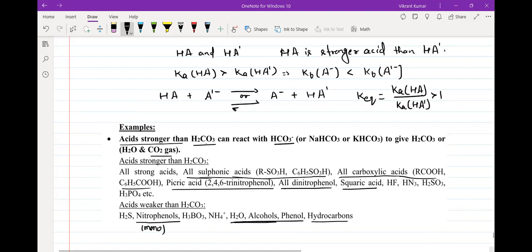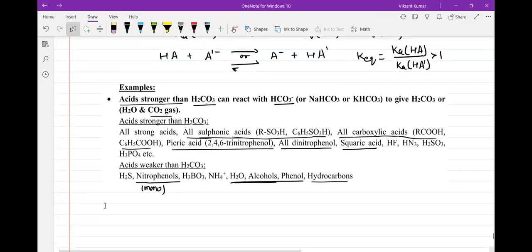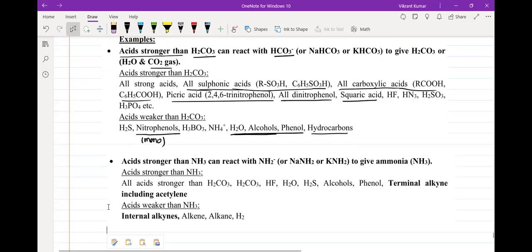Similarly, if I want NH3, NH2 minus के साथ कौन react करेगा? I need to take that कि जो NH3 से ज्यादा stronger acid हो, है ना? Any acid which is stronger than NH3 will react with NH2 minus. है ना? So NH2 minus will be capturing the H plus of that acid. It will release NH3. है ना?